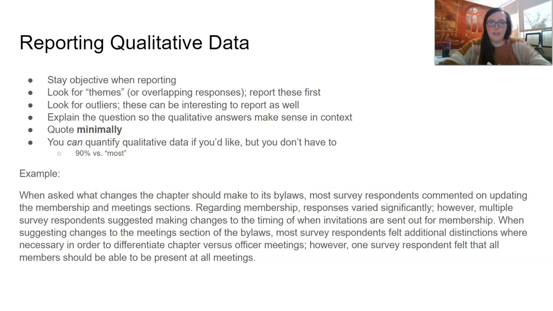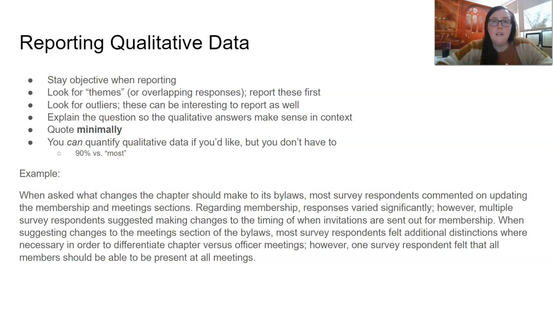Here's an example that we could take a look at. When asked what changes the chapter should make to its bylaws, most survey respondents commented on updating the membership and meetings sections. Okay, so this is me just taking a look at the whole survey and seeing what parts or questions of my short answers got the most results. Regarding membership, responses varied significantly. However, multiple survey respondents suggested making changes to the timing of when invitations are sent out for membership.